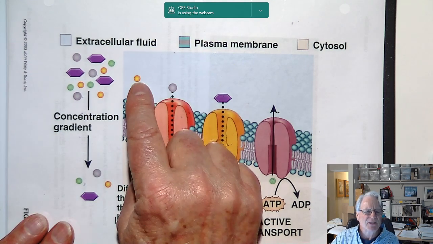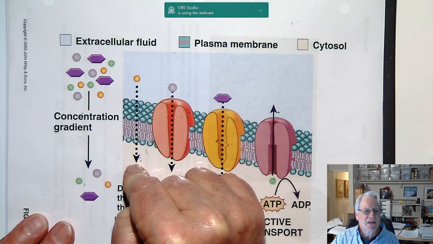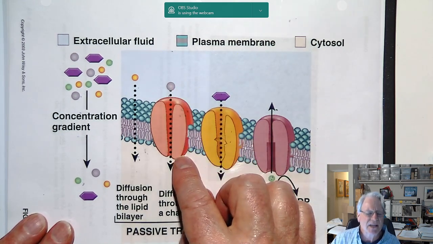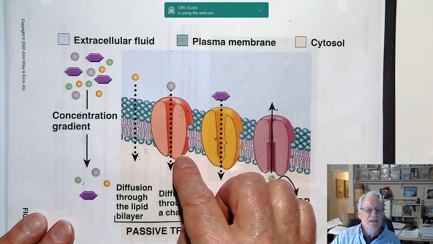So, for example, this molecule here is using simple diffusion to cross the membrane. This molecule here is using a channel protein. This is channel-mediated facilitated diffusion.